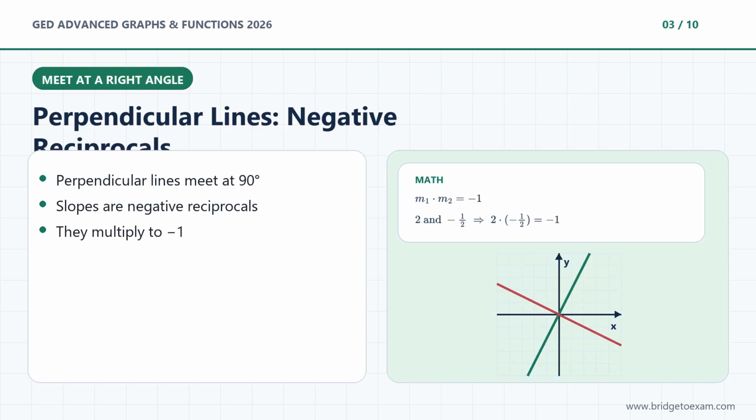Perpendicular lines cross at a perfect right angle. Their slopes have a beautiful relationship. They are negative reciprocals, which means they multiply to -1. Flip the fraction and change the sign. So 2 and -1/2 are perpendicular, because 2 times -1/2 is -1.